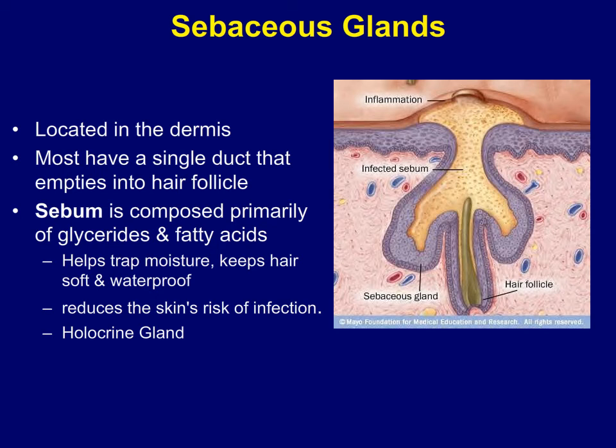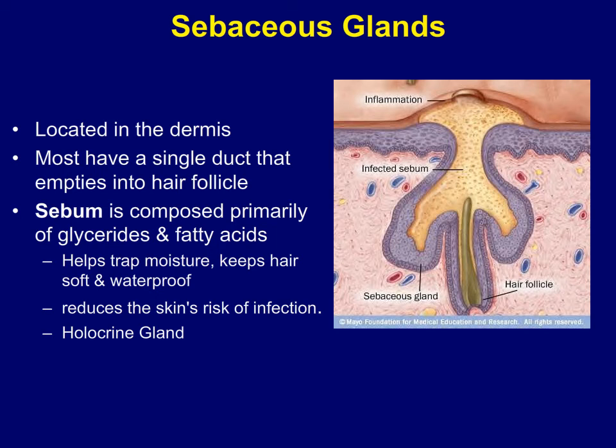And the sebum here is composed primarily of glycerides and also fatty acids. And so the purpose here is to trap moisture, keep hair soft and luxuriant, and it also helps to reduce the risk of infection in the skin. There are some antimicrobial properties about sebum. The last thing you should know about sebaceous glands is they are holocrine glands. And remember, holocrine glands are epithelial glands where the whole cell accumulates a secretion and then bursts to become part of that secretion.